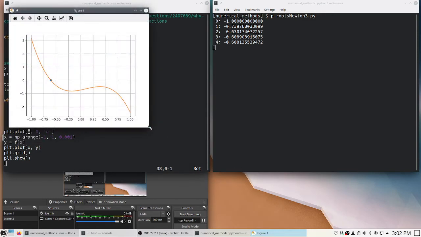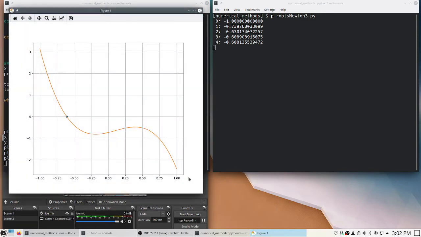So there's the function. Let's make the graph bigger. There's the root, because here, this is the x-axis. So we're looking at this range, -1 to +1. And there's the root. And we found the root, which is -0.608, found it in 4 iterations, as we can see here. So because I started with -1, and then on one iteration I found a new number, second iteration is another number, and so forth.